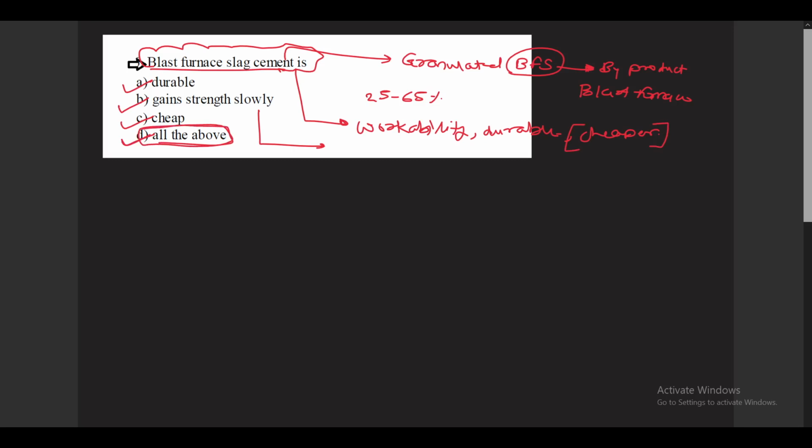That means blast furnace slag cement is durable, is also a cheaper one, and it also gains strength slowly. Okay, so this is about the blast furnace slag cement.